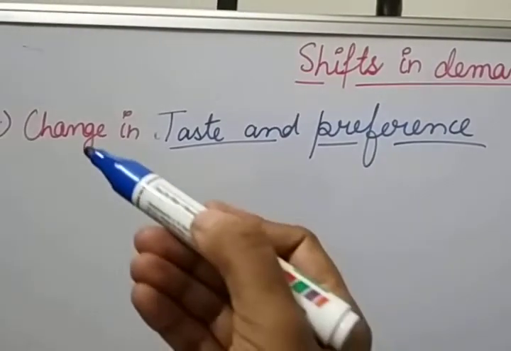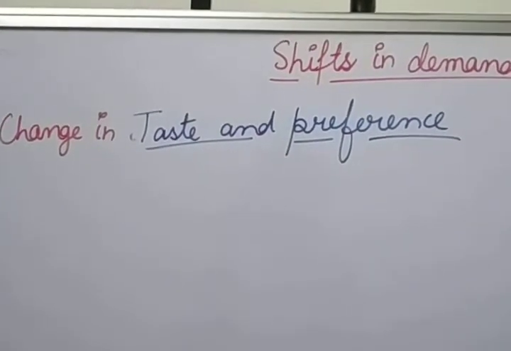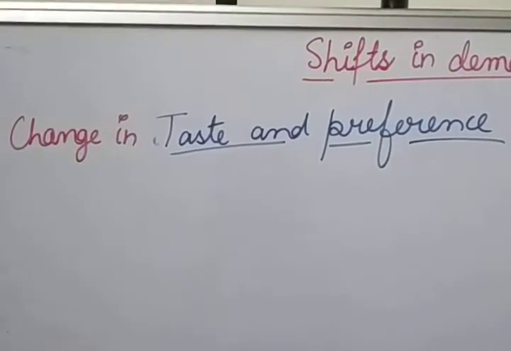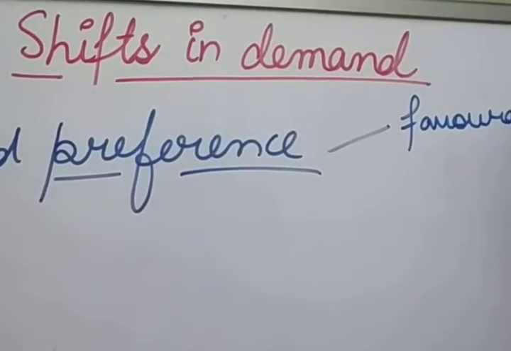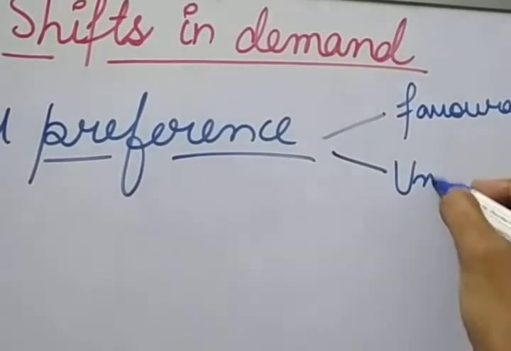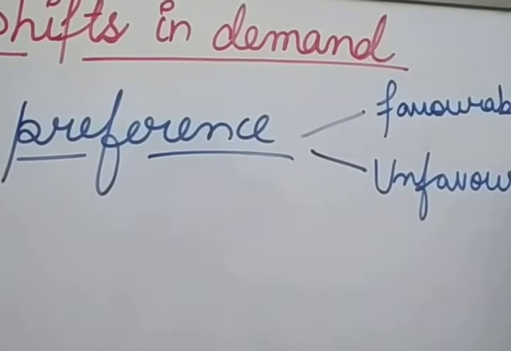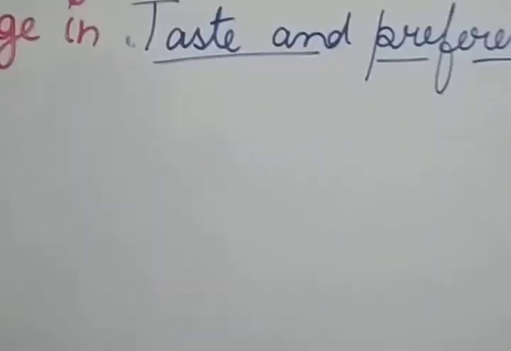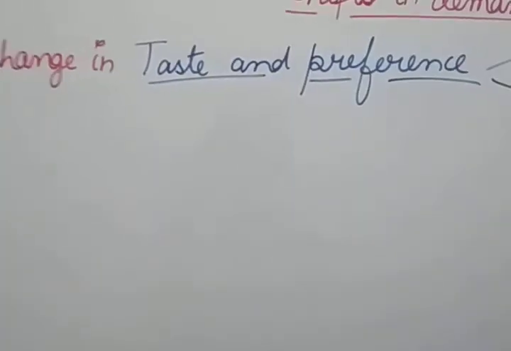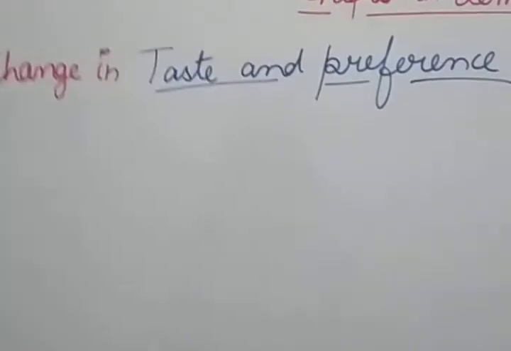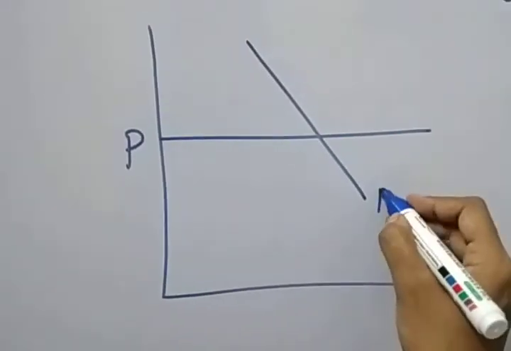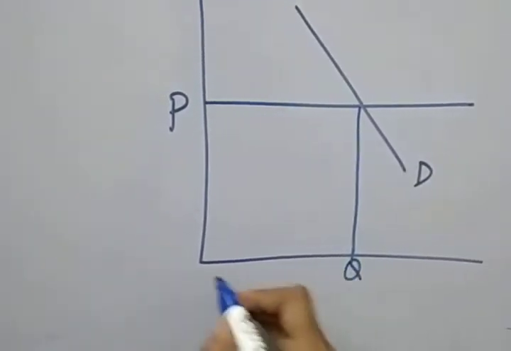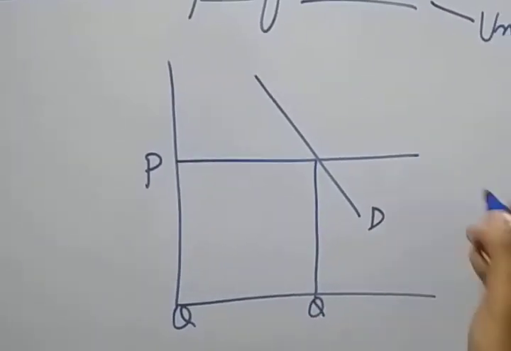Now the next shifter is change in taste and preferences. Taste and preferences we can understand in two ways. First of all, favorable changes in the taste and preference, and second one is unfavorable. If there is a favorable change in the taste and preference, that is, the consumer is showing a positive change, then how will the demand curve react? If the price of the commodity is the same, this is your initial demand curve, initial quantity OQ.